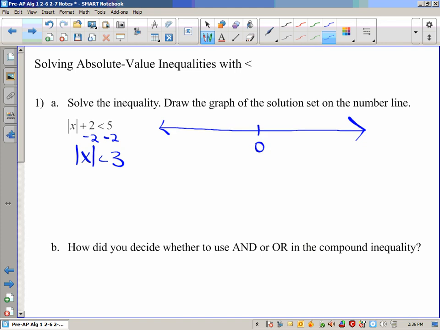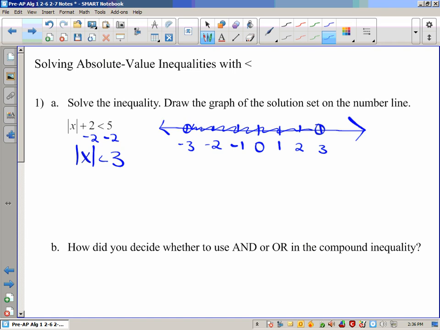So here is 0. Well, 1 is less than 3 units away from 0. 2 is less than 3 units away from 0. Negative 1 is less than 3 units from 0. Negative 2 is less than 3 units from 0. But where I have to stop is negative 3 and positive 3. So this is going to be one of those solutions where I'll have open circles and then everything in between.